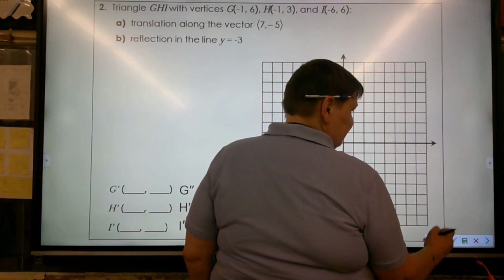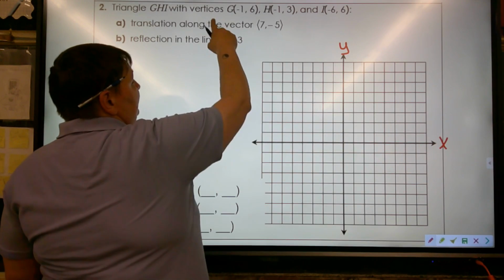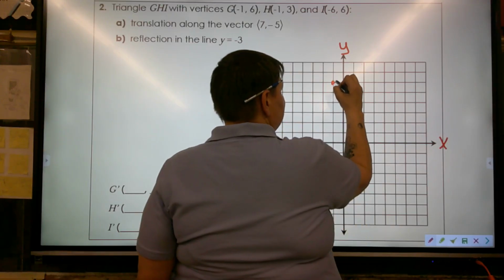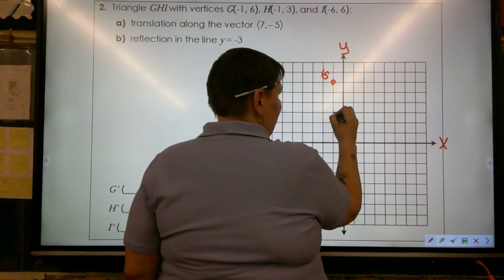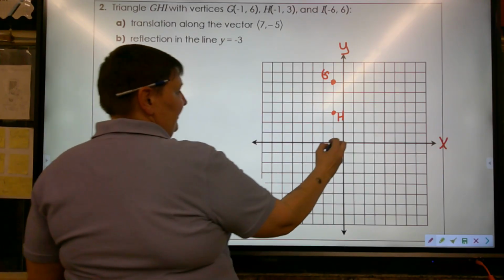Same start as always, x, y. We're going to do a triangle. Our G is 3, 6. Our H is -1, 3. And our I is -6, 6.